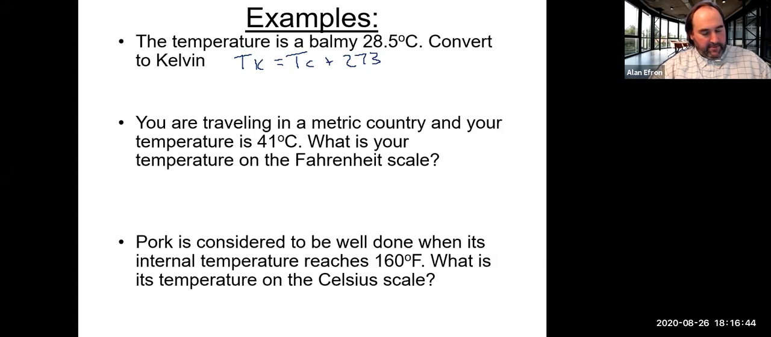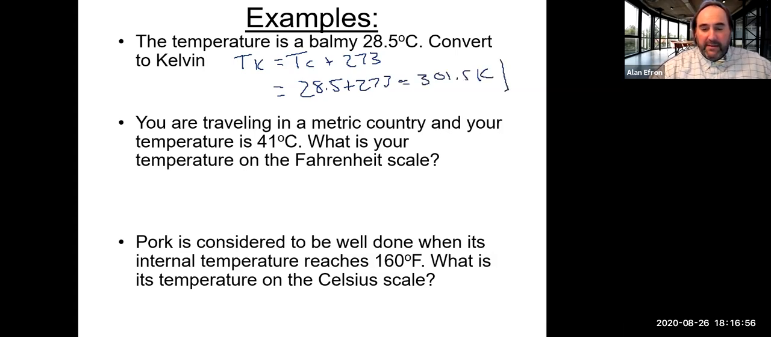You do end up with 301.5, as 28.5 plus 273 gives you 301.5. Again, here would just be capital K, Kelvin, no degrees or anything like that for Kelvin. And again, here, original value, 1 decimal place, converted value, also 1 decimal place. So again, for temperature conversion, that is what you're looking at.